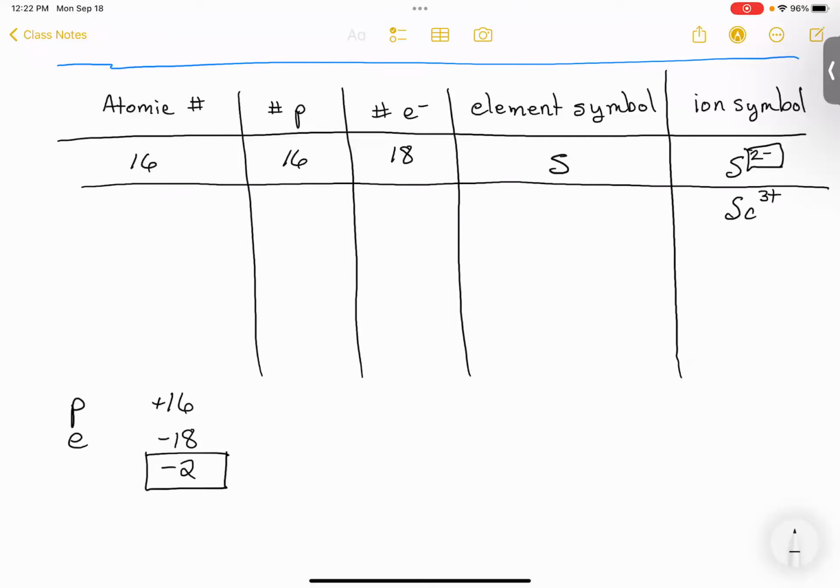The next one, I've given you scandium 3+. I'm going to have to tell you the charge on the transition metals so you know which one I'm talking about. So the element is scandium. How many protons? Twenty-one, because that's its atomic number. So how many electrons?